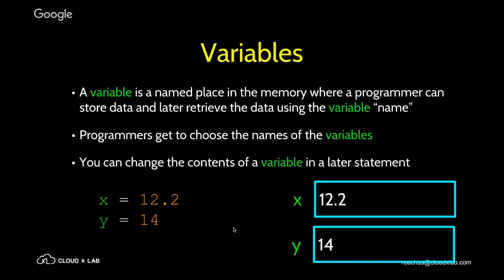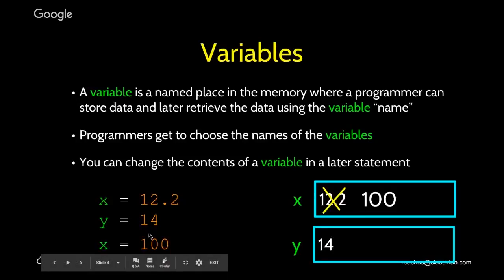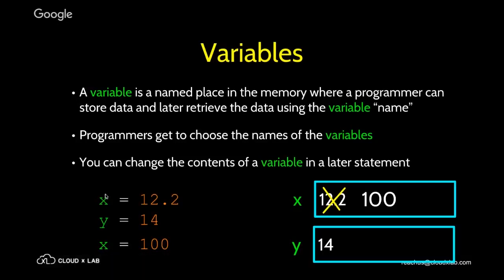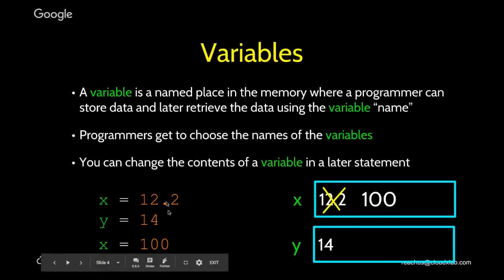The programmers get to choose the names of their variables up to whatever they like, and the programmers can change the content of a variable in a later statement. So for example, if we are saying x equals 12.2, there is a memory space in the system where 12.2 is kept, and x is the name given to that memory space. Similarly, y is the name given to 14. 14 is kept in memory somewhere. If I say in the third statement after this, x equals 100, what does it mean? It means that we are going to update the location of x with a new value. Earlier it contained 12.2, now it contains 100.